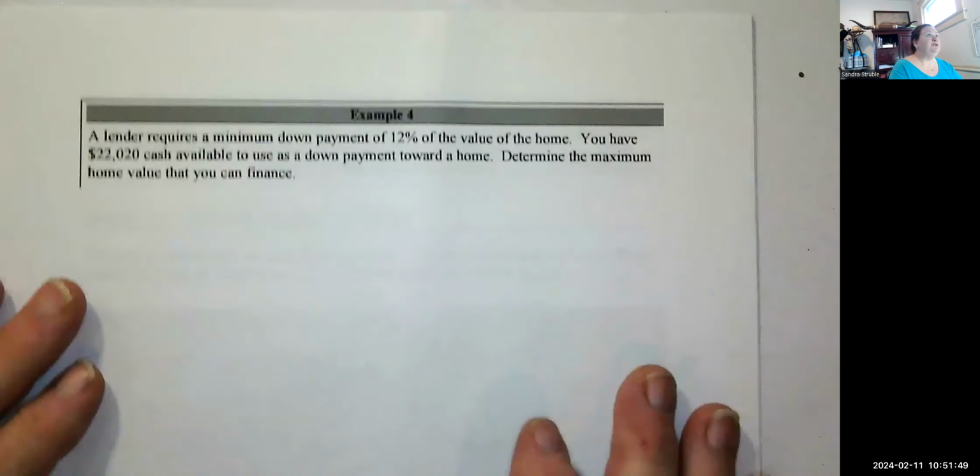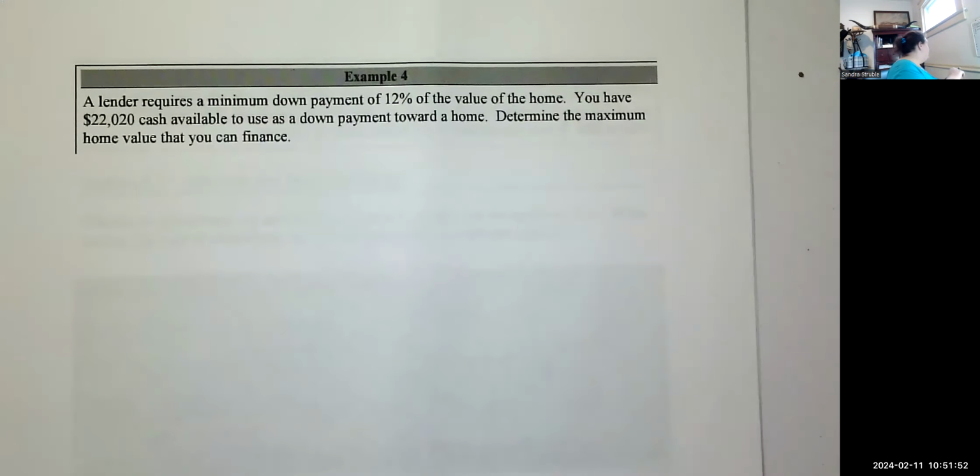All right, again, skipping the try, I'm going to go to the next example just to make sure you have all of the examples you need. A lender requires a minimum down payment of 12% of the value of the home. You already have $22,020 in cash available to use as your down payment towards a home.